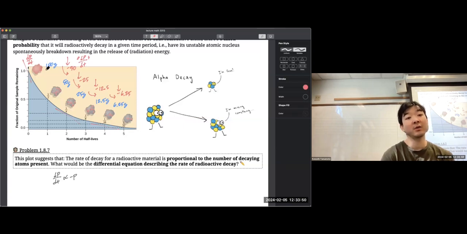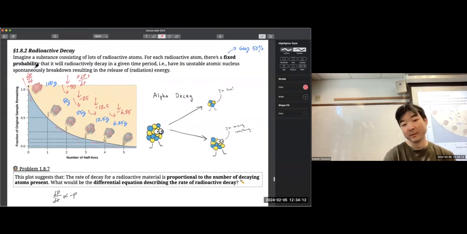So with 100, you're going to be negative, but much steeper than if you had 25 grams, still negative, but less steep. And so this P could be 100, then negative 100 is your slope, or negative 25 is your slope. And so that's just capturing the fact that it's proportional to the number of decaying atoms present, which comes from the physics of some fixed probability that it will decay in a given time period.